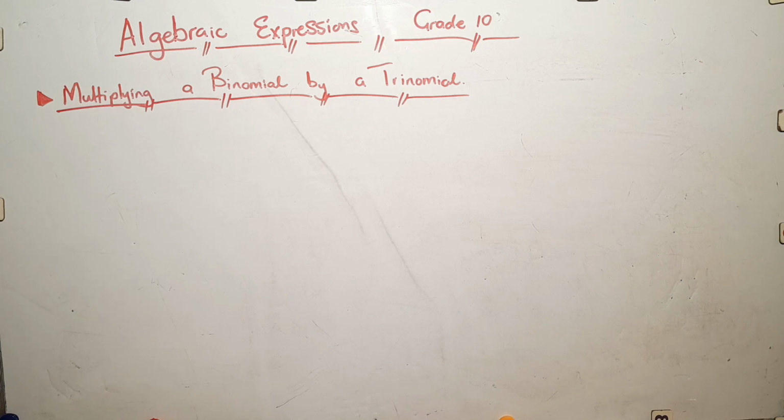So today we are on algebraic expressions, grade 10. This is our lesson number 2 on algebraic expressions, and we are just going to deal with multiplying a binomial by a trinomial. We are going to multiply these terms and see what happens, with a step-by-step explanation. And also we are going to manipulate the equations in order to solve for an expression. I hope we are going to have a great time together.